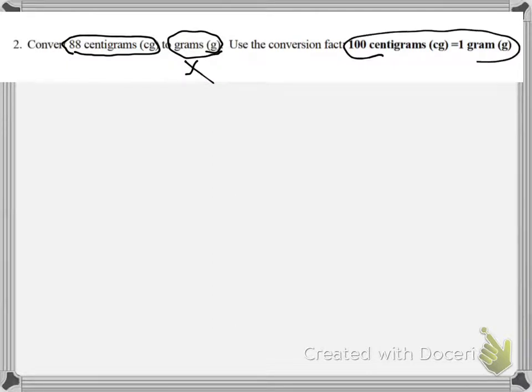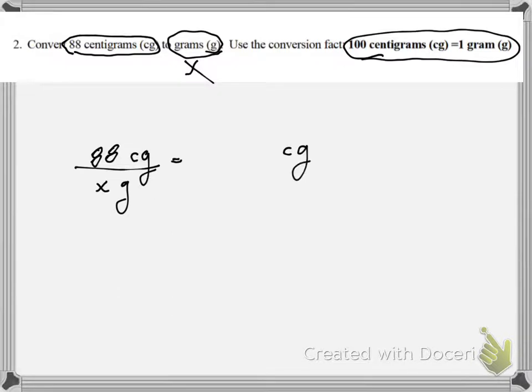All right, let's do another example. This time we have 88 centigrams. That's 1/100th of a gram. We want to know how many grams that is, so we'll call it X. And again, here's our known ratio over here. So we have 88 centigrams over X grams equals, and again, I'm going to totally ignore what I see, and I'm just going to make sure that my centigrams match my centigrams and my grams match my grams.